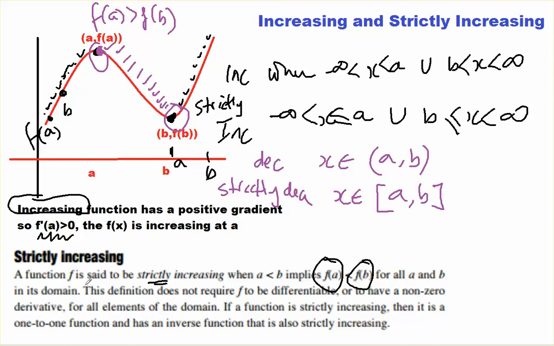Strictly decreasing refers to the y values. Therefore, we include the turning point. Increasing and decreasing refers to the gradient, so we don't include them.